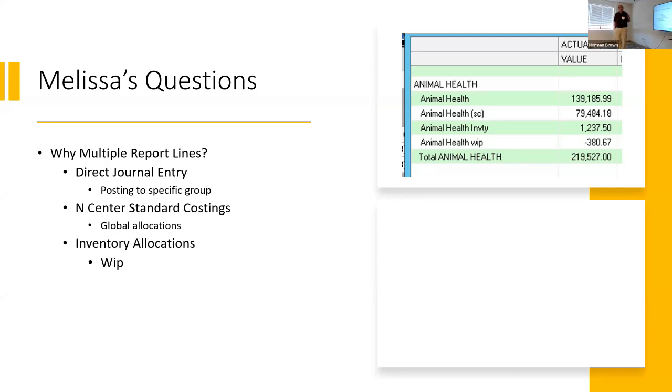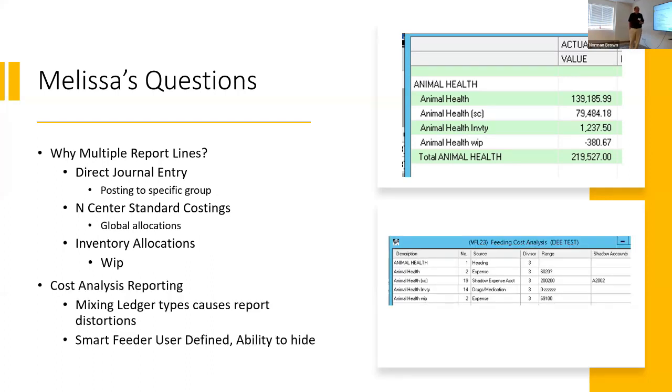And I know Melissa and I have talked about the reasons for doing that. And the animal health inventory way, we're fixing that. We're not using that in the future. But the reason we have different line types is that the cost analysis requires different setups for each line.